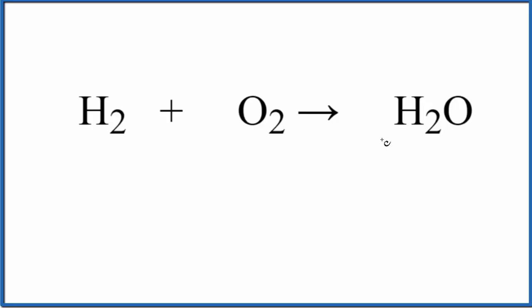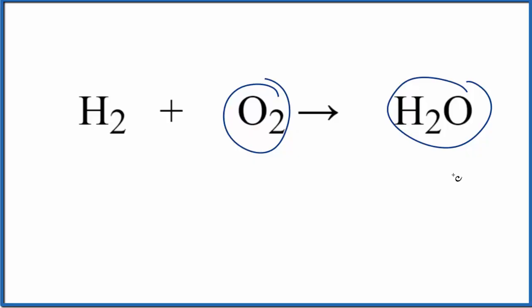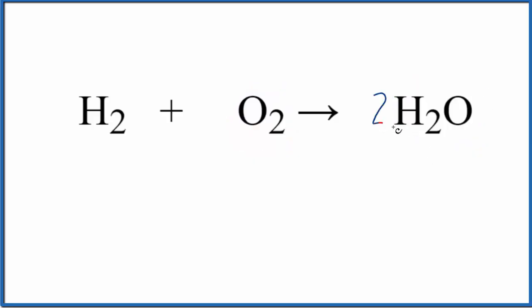So let's do that. I can see there's 2 oxygens here and just 1 over here in the water. So let's put a 2 in front of the H2O. Oxygens are balanced, but 2 times 2, 4 hydrogens. If we put a 2 here, that's the balanced equation. And although we don't write it, there's a 1 in front of the O2.